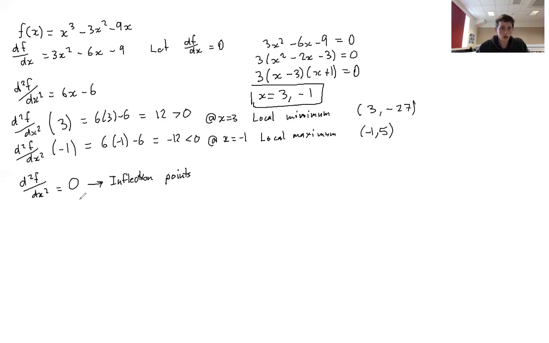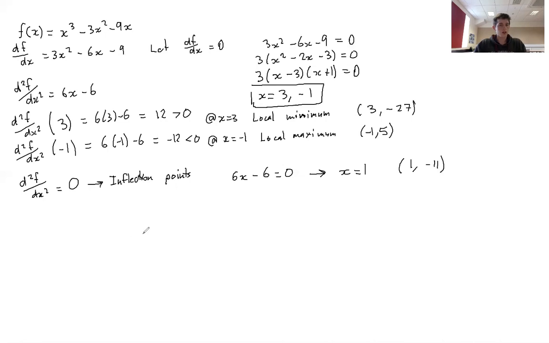So if we set this equal to 0, we get 6x minus 6 is equal to 0, and hopefully you can see that after maybe one more intermediate step, you get x is equal to 1. And if we plug 1 into our function to find the y value for this x point, we'll get the coordinate, and it's going to be 1, negative 11.